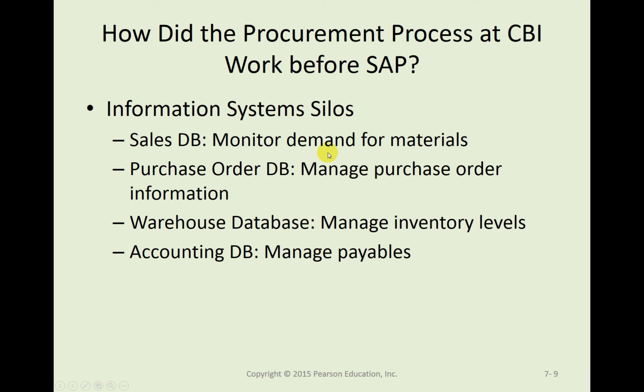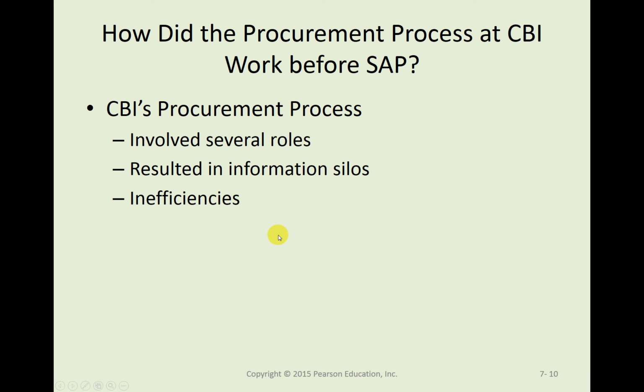And these different databases initially in the bicycle company resulted in information silos. Remember, information silos are evil. They're bad because they keep information separate from the managers that need to see it that are in different departments. So we had four systems and four distinct information silos. So in the bicycle company's procurement, remember, obtaining things involved several roles, resulted in information silos and inefficiencies.